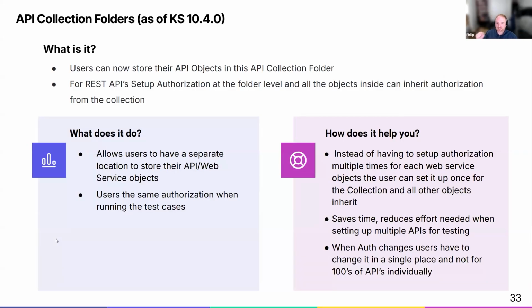The only other item was the collection folder that came out in 10.4 to make it easier to set authorization for everybody, right? So if you're going through every API, you can now just set it up at the collection level and the other endpoints underneath will just inherit from the collection.